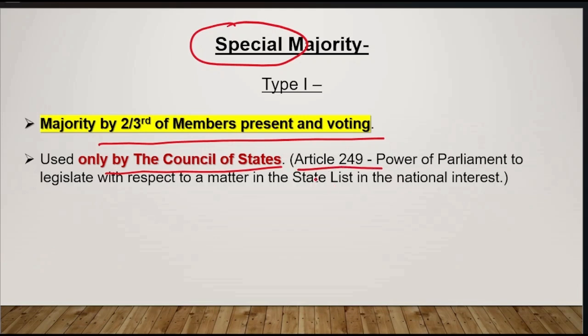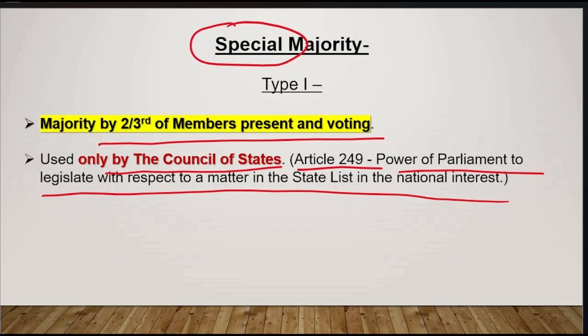Article 249. What this article says is the power of Parliament to legislate with respect to a matter in the state list in the national interest. Suppose, for example, during a national emergency, the Parliament has the power to legislate on the state list as well. Why? Because of national security or national interests. So, this is where the special majority of type 1 can be used.